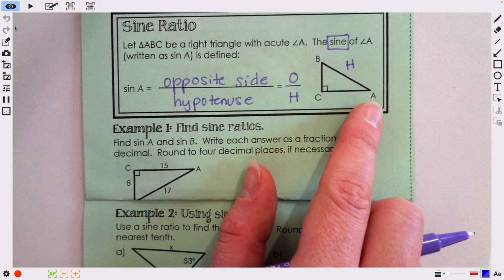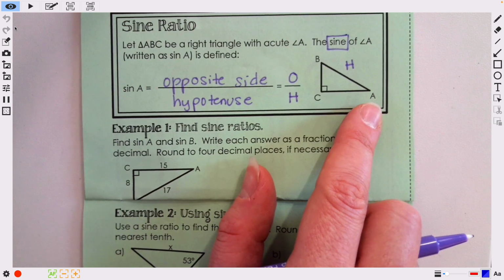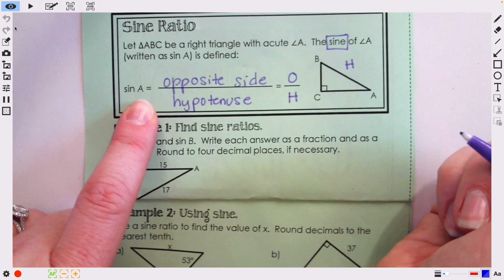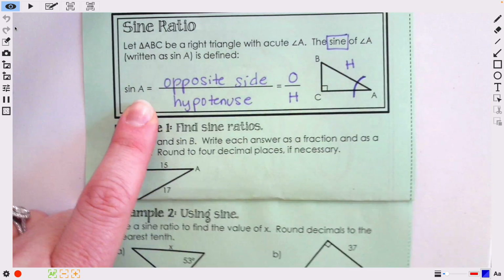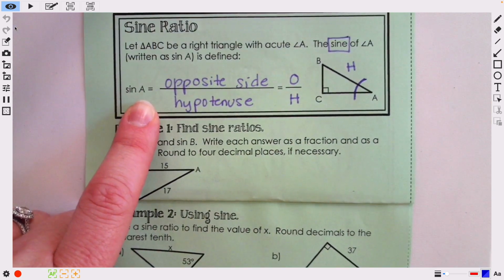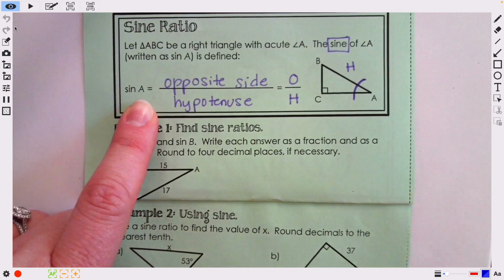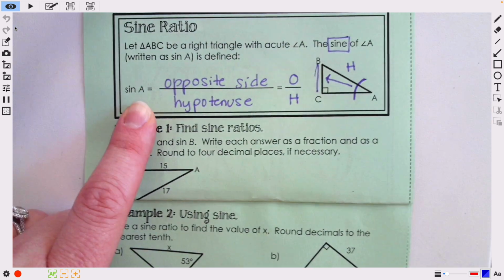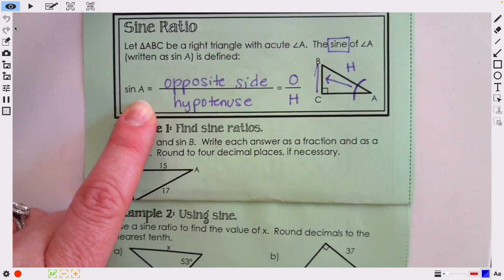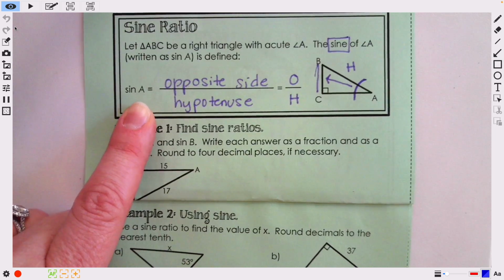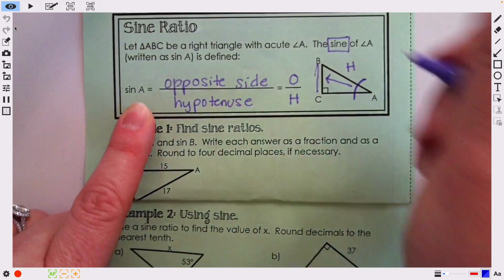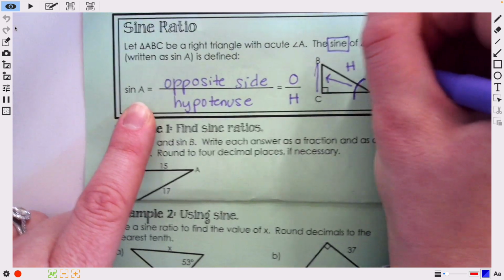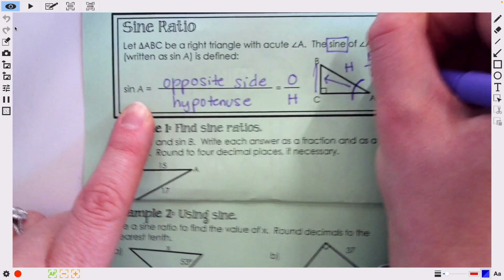So this idea of an opposite side is relative to which one of these angles you're looking at. So if they're asking for the sine of A, the side opposite of A would be side BC. So when we talk about the sine ratio, that fraction, we would be looking at the side BC over the hypotenuse, which is BA.